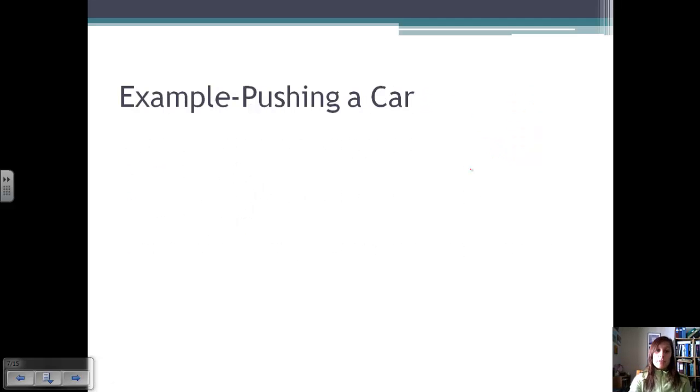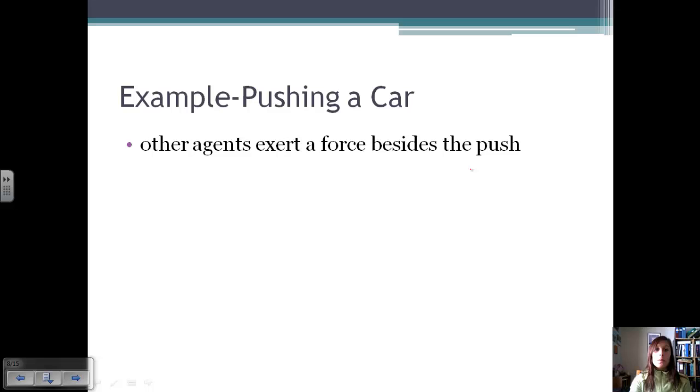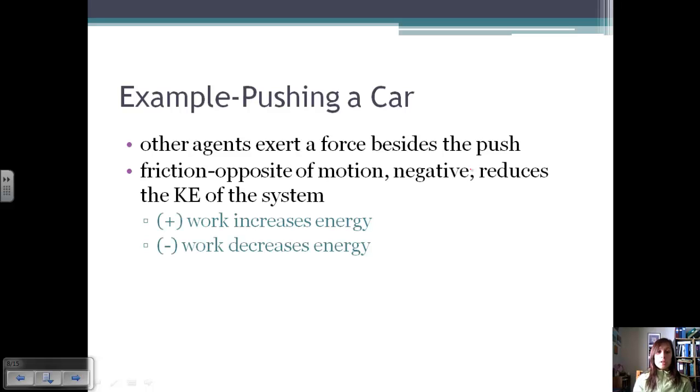So work must be in the direction of displacement. For example, if we were pushing a car, there are a lot of other agents that exert a force besides the person pushing on the vehicle. You can have friction, which is the opposite of motion, so it would be negative and reduces the kinetic energy of the system. Because remember, positive work will increase energy, negative work will decrease energy.